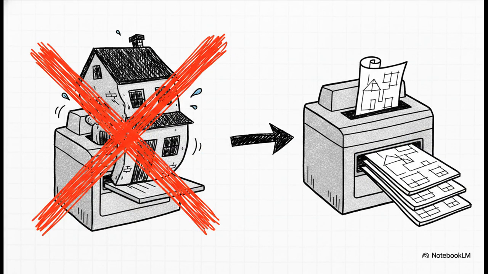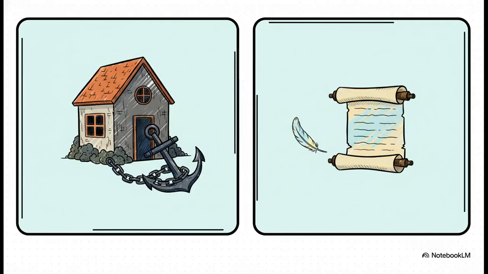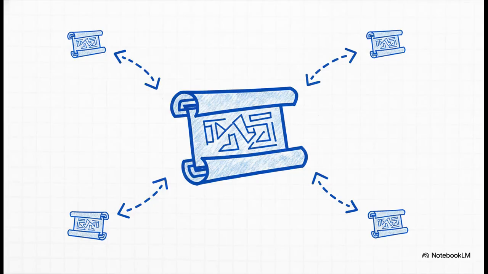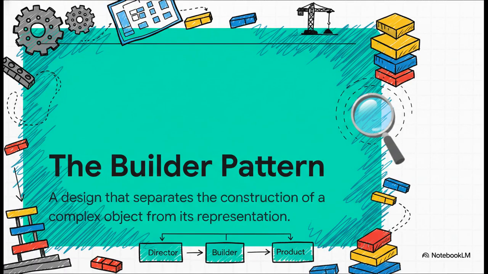So what if we just separated the instructions from the actual finished thing? That's the whole idea here. So think of the house as that live connection. It's heavy, it's complicated, and you really can't copy it. But the blueprint? That's just data. It's the plan, not the final thing, so it's super easy to pass around. And this whole idea has a name, the builder pattern. So let's see how to actually build one in Python.